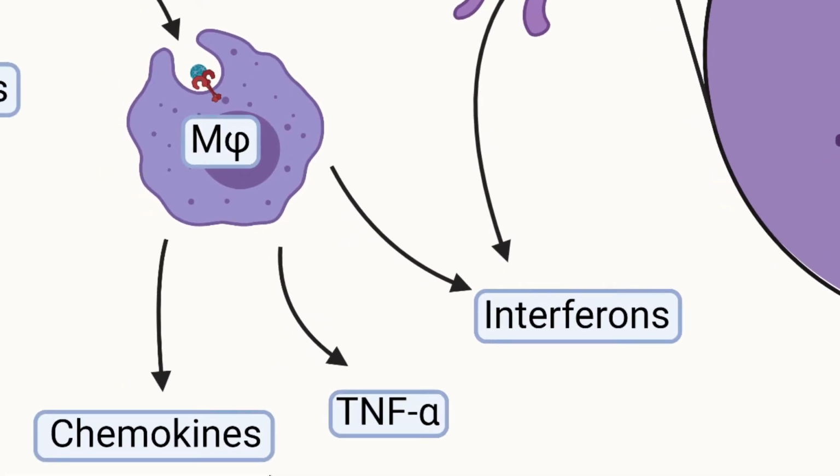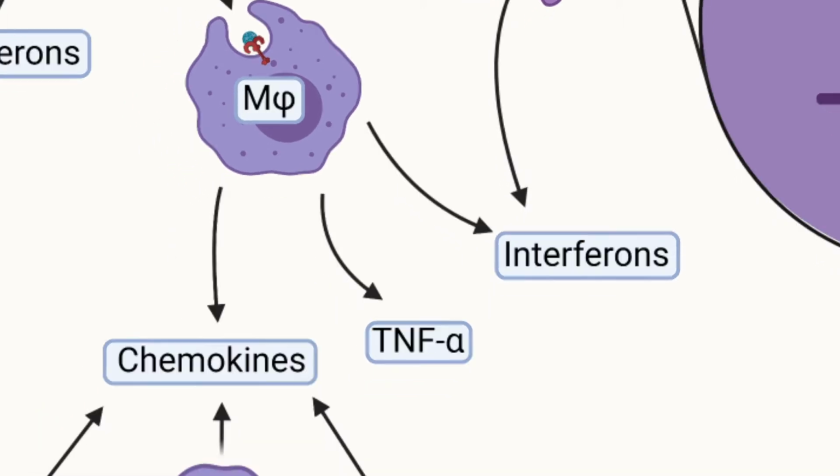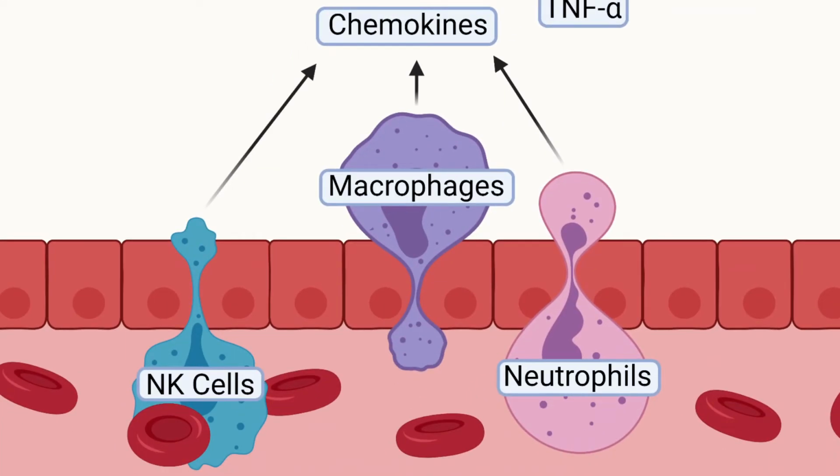They also secrete tumor necrosis factor alpha, which initiates the inflammatory process, and cytokines, which call reinforcements like natural killer cells, neutrophils, and more macrophages. NK cells kill infected cells by releasing cytotoxic granules on their membrane. Reinforcement macrophages and neutrophils will continue to phagocytize what they can.